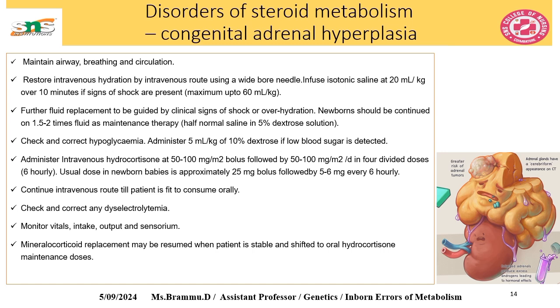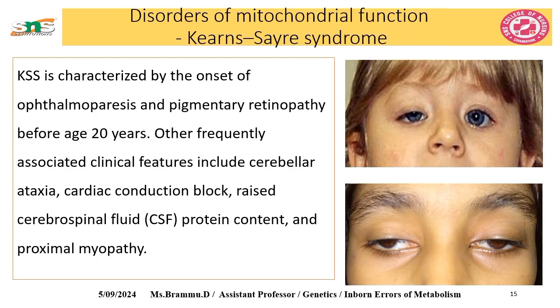In case of emergencies, we have to maintain airway, breathing, circulation, and IV access should be given. Isotonic solution, that is saline, can be started at 20 ml per kg over 10 minutes. Fluid resuscitation is to be started according to the weight and hydration of the child. Do not hyperhydrate, that is overhydrate, the child. Check the blood sugar level because there will be changes in the blood sugar level as well. Check the electrolyte levels, and monitor vital signs, intake output chart and sensorium as well.